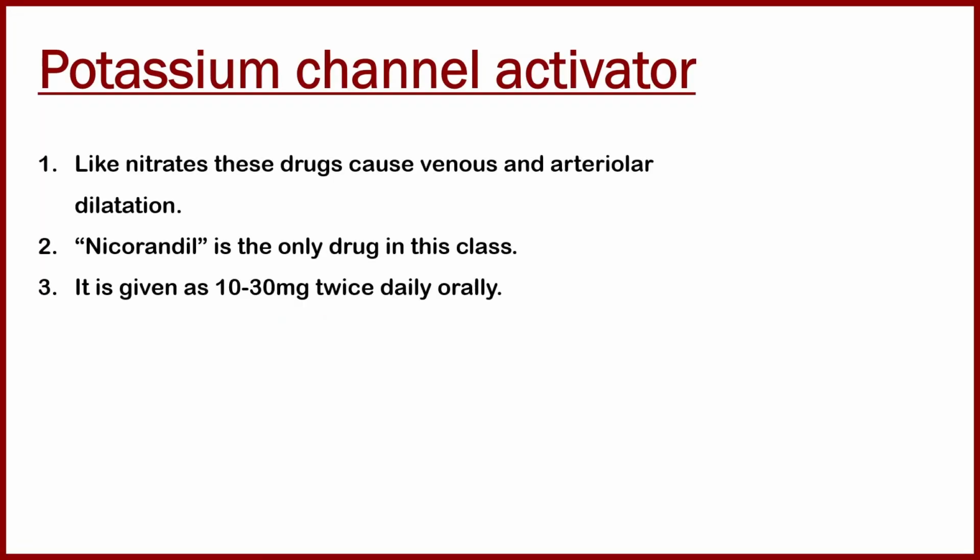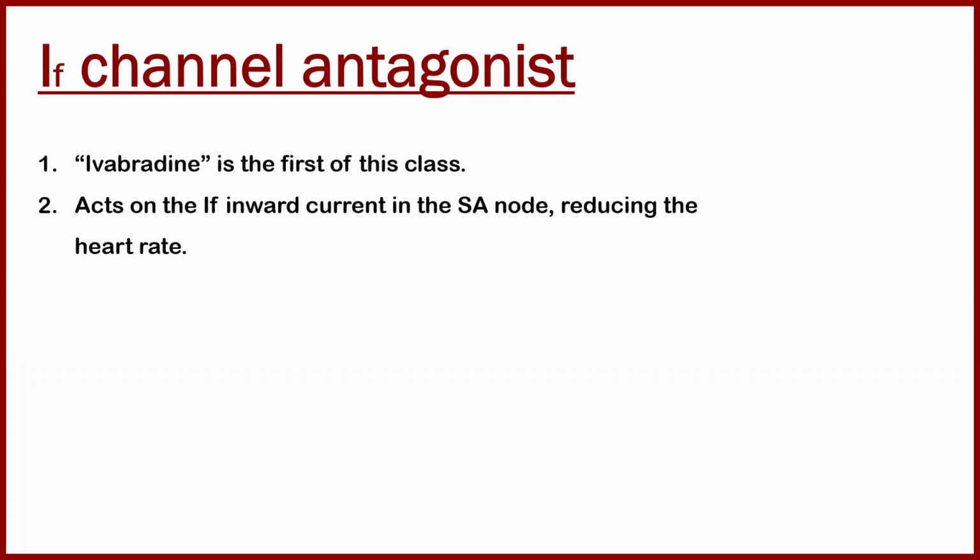Potassium channel activators. Nicorandil is the only drug in this class. Like nitrates, these drugs cause venous and arteriolar dilatation. Then there is funny IF channel antagonist. Ivabradine is the first of this class, acts on the IF channel in the SA node, reducing the heart rate.